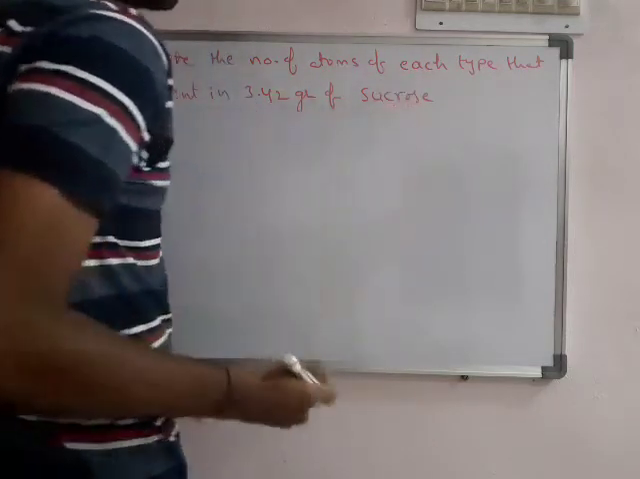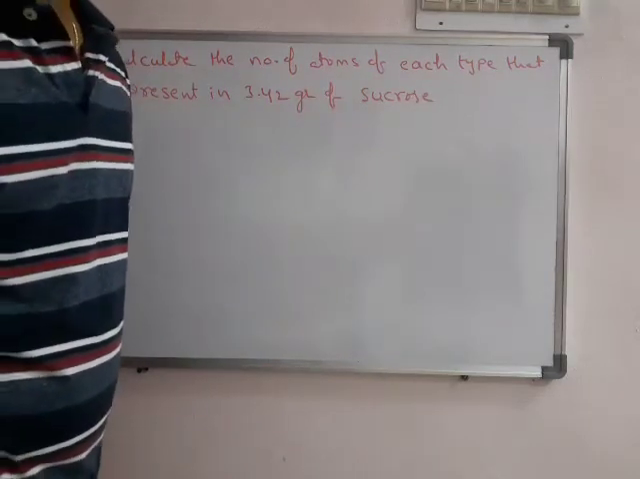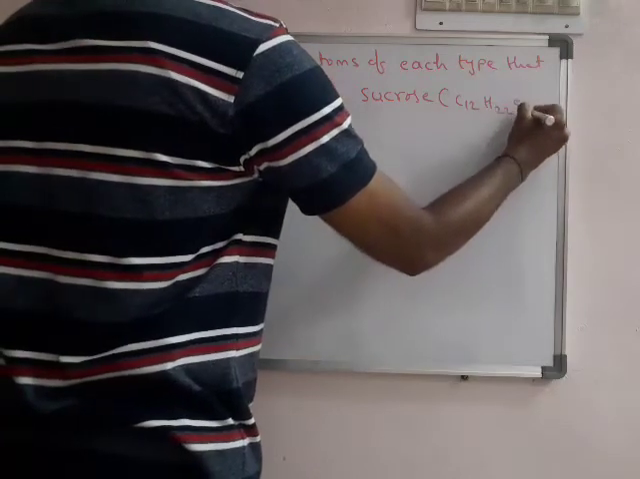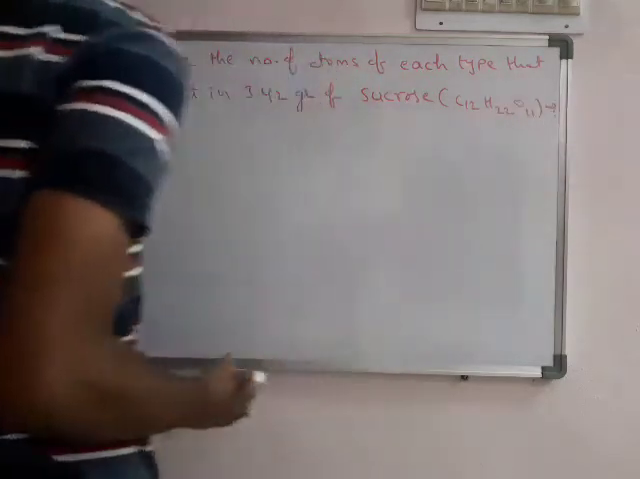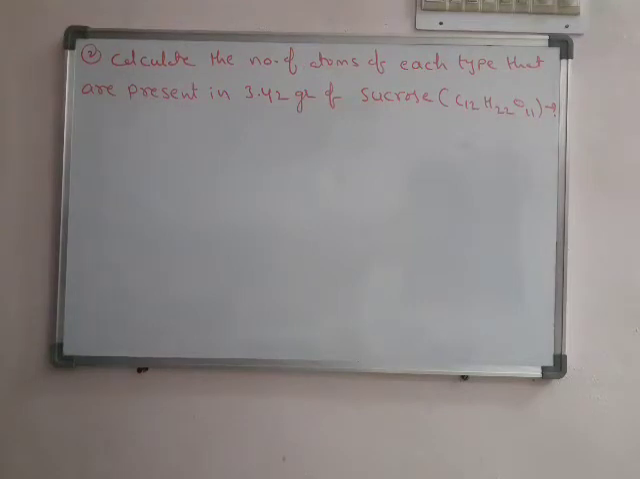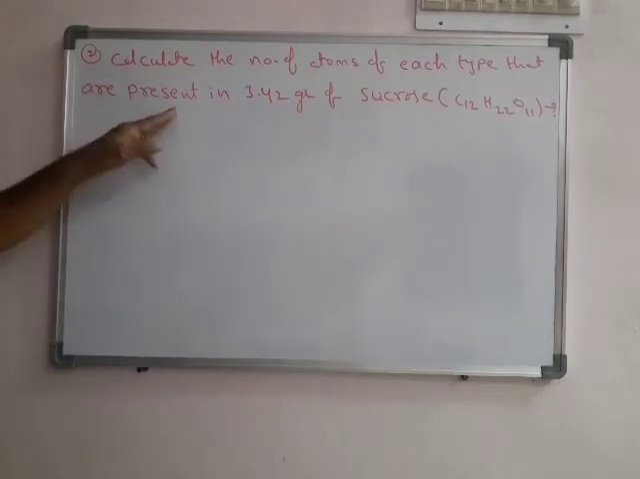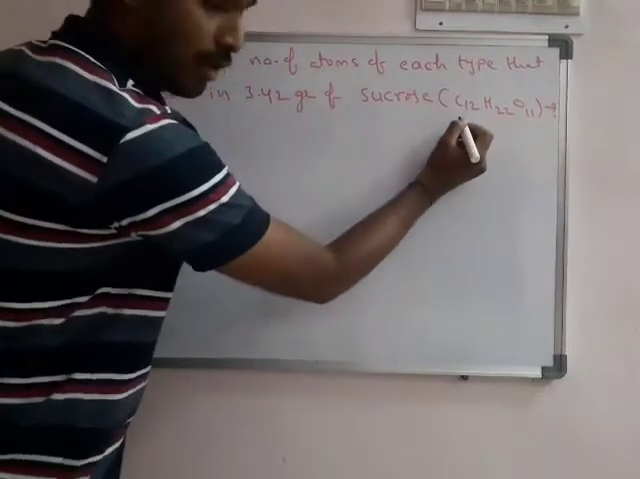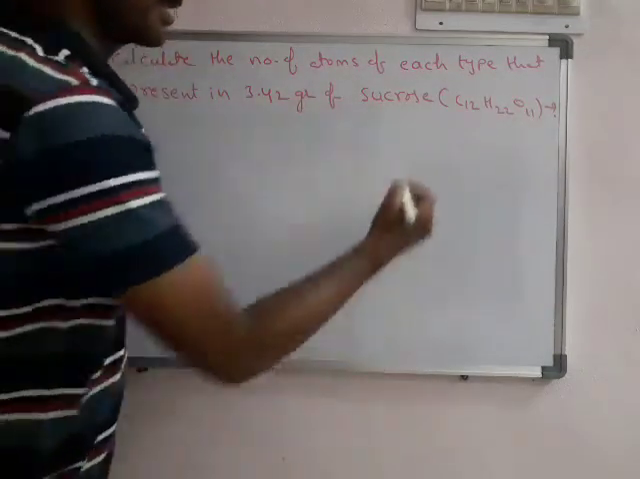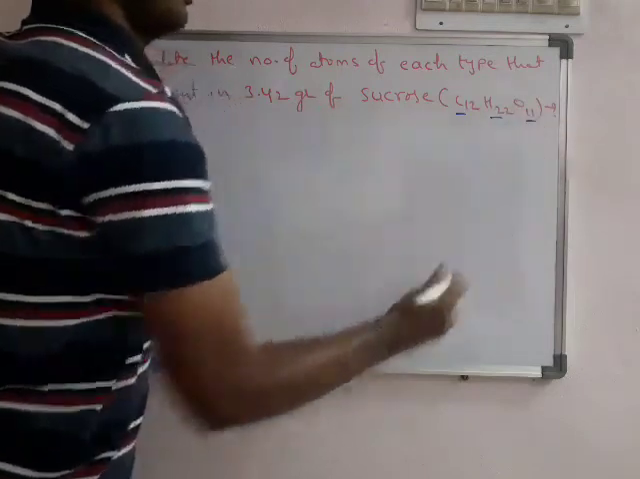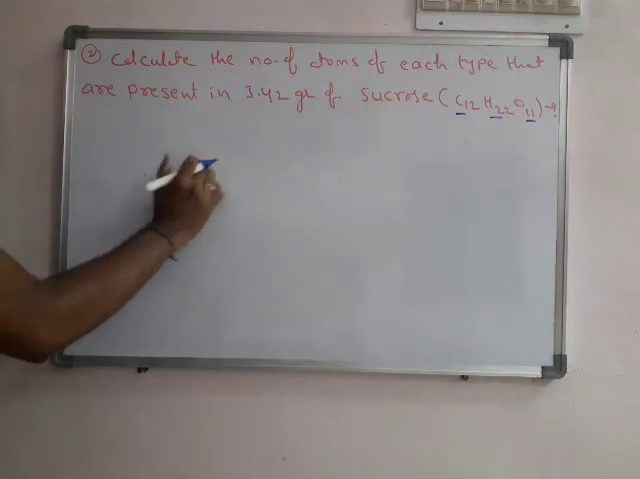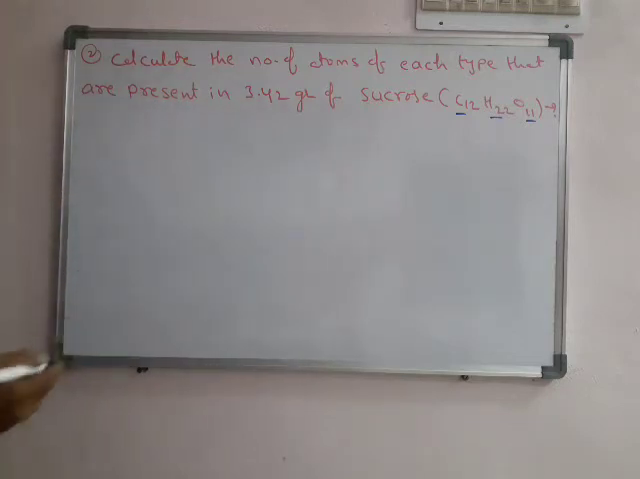So what is sucrose? Nothing but sugar. So what is the formula of sugar? The formula of sucrose is C12H22O11. You need to remember this. Okay, to calculate the number of atoms of each type that are present in 3.42 grams of sucrose. Each type means here what types of atoms are present? Carbon, hydrogen, oxygen. Means we have to find the number of atoms of carbon, number of atoms of hydrogen, and number of atoms of oxygen.